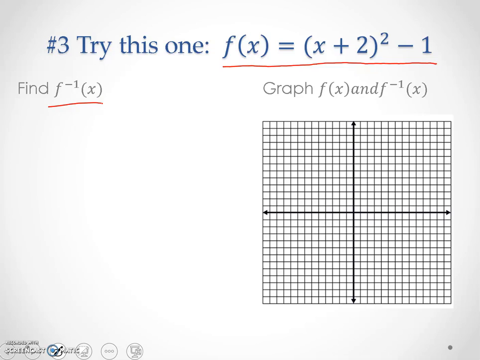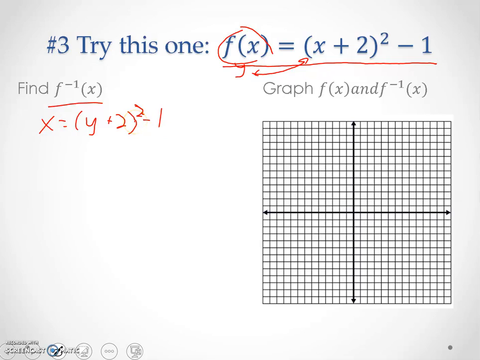Hopefully you've done that, and probably the first thing that you should have done is make the f of x y. We know that now to find the inverse we just switch the x and the y around. And so as I find the inverse of this function, instead of y equals, I'll have x equals, and then in parentheses it's going to be y plus 2, squared, minus 1.